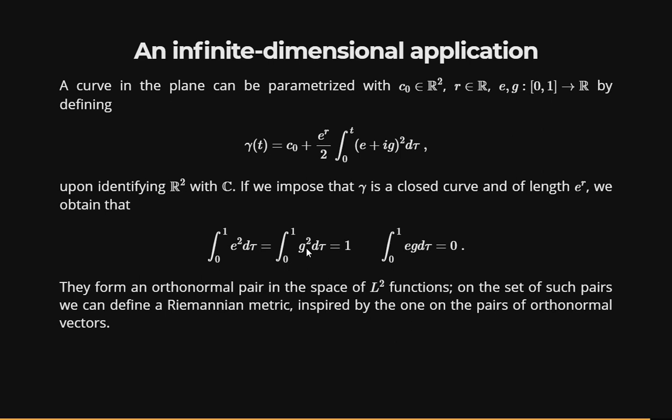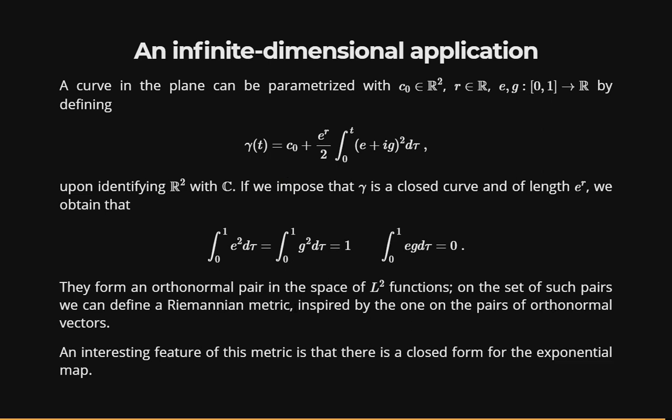I won't be writing down the metric. Obviously, you also involve C0 and R in the final one, because they will change. An interesting feature of this kind of metric is that there is a closed form from the exponential map. So you can write down explicitly the exponential map. The application.